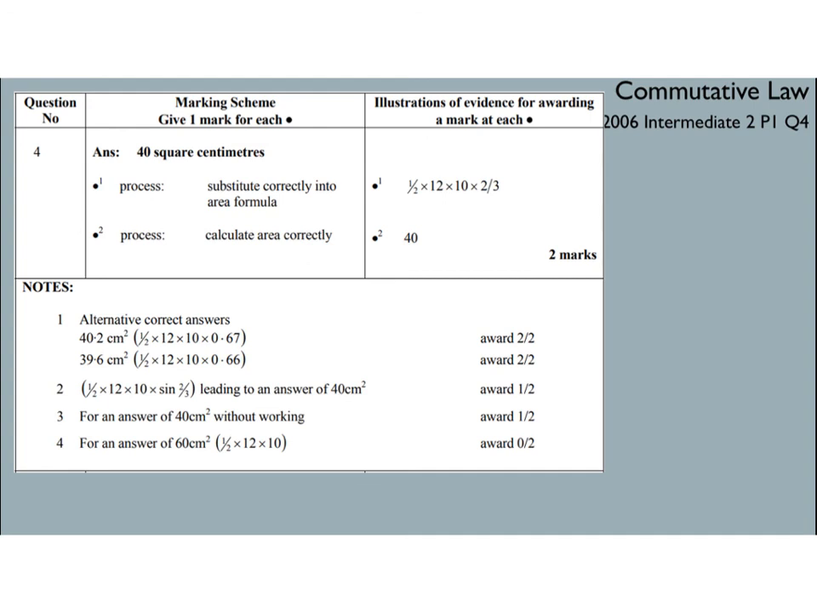Okay, and again here's a mark scheme. As per usual, mark number 1 is for substituting correctly. So you have to have your half, your 12, your 10 and your 2/3. Remember, it's not sine of 2/3, it's just 2/3 that goes in there. Calculate the area correctly and you've got 40 there. Yet again, if you look down at the notes, for an answer without working out, you can only get 1 out of 2. So don't skimp on that, please.